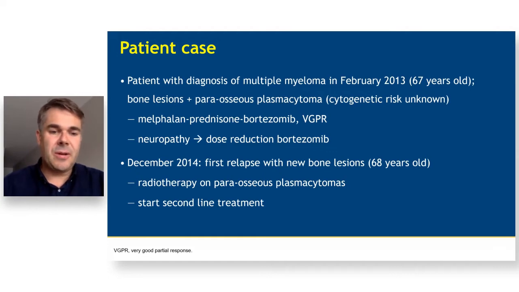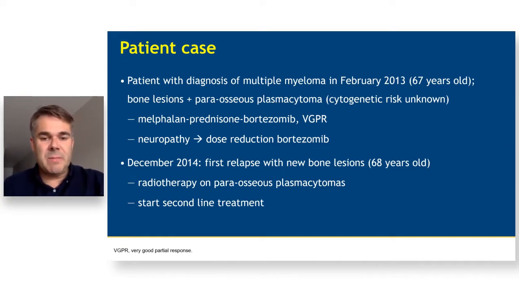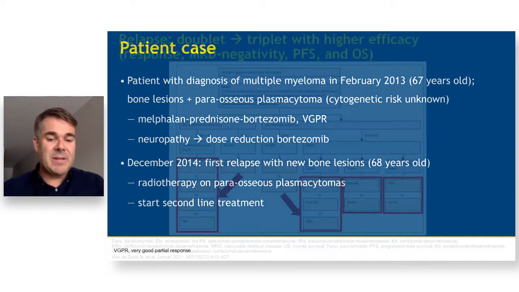And she started in that other hospital with melphalan, prednisone, and bortezomib in 2013, and she achieved a very good partial response. She had some neuropathy for which we had to dose reduce bortezomib. And unfortunately, already after 1.5 years after starting this treatment, she had her first relapse with new bone lesions and a rapid increase in M protein. And at that time, she was 68 years old. She was treated rapidly with radiotherapy because of a large mass, a large paraosseous plasmacytoma that caused pain. And of course, we had to think about starting a second-line systemic treatment.